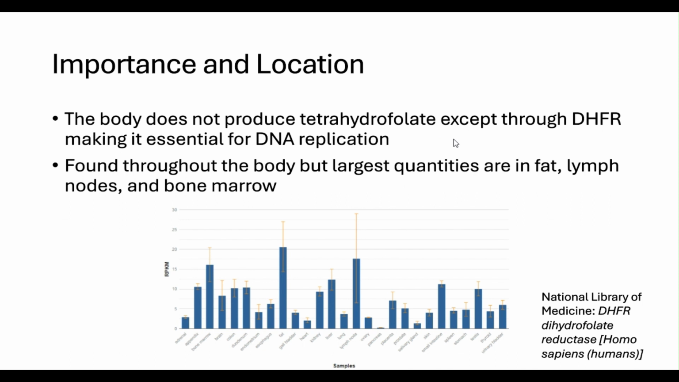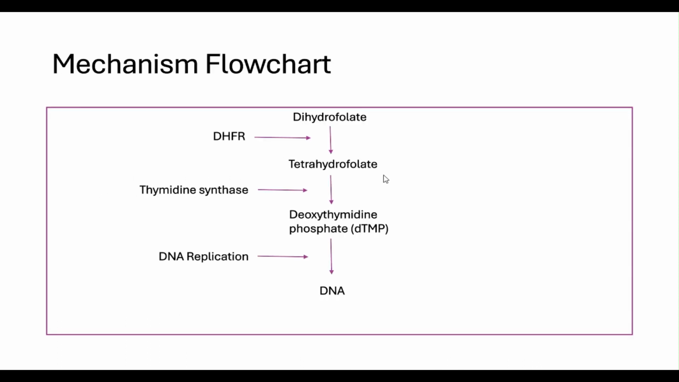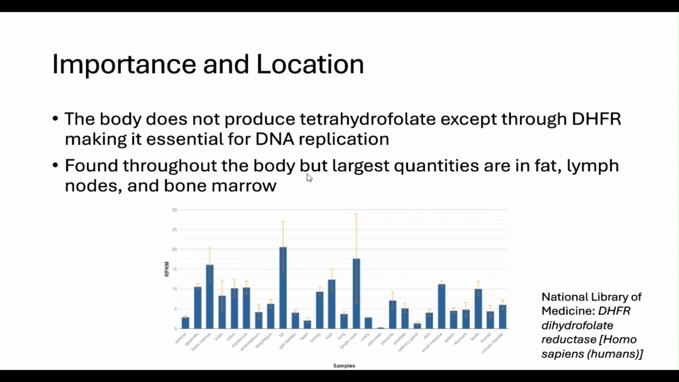So DHFR is so important because it's the only place in your body that produces tetrahydrofolate, and this means that DHFR is essential for DNA replication. As you can see here, it's pretty far upstream from DNA, but if you eliminate this tetrahydrofolate from ever happening, then DNA can't be formed. And it's pretty important because it's in many tissues in the body.